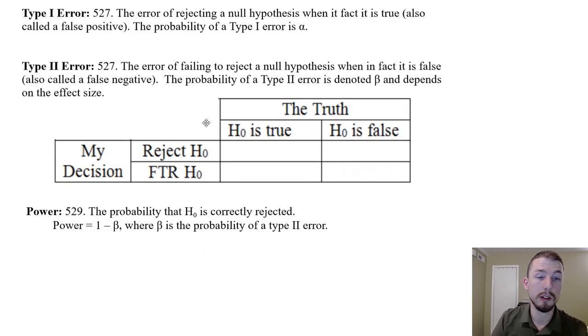All right, type 2 error is the error of failing to reject a null hypothesis. So there was a difference, but we weren't able to detect it because of too small of a sample, or the effect size was too small. It wasn't a big enough difference that we could detect it repeatedly. So it's also called a false negative. So it's when we fail to detect it.